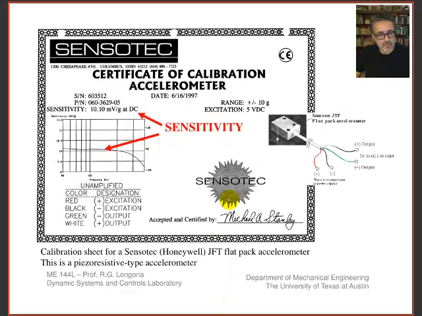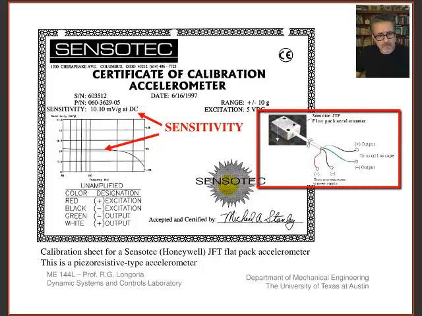Let me just show you some other ones. Here's a calibration page from a piezoresistive accelerometer that we've used in the past from a company called Sensotech, which is actually now owned by Honeywell.